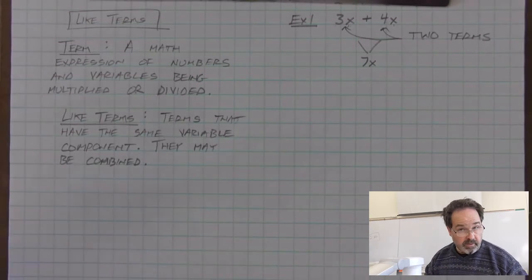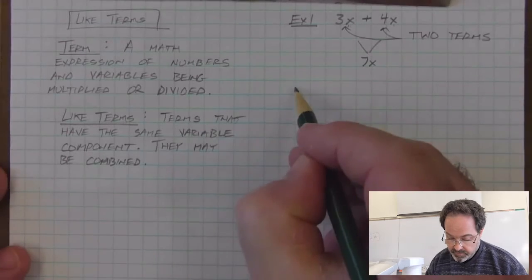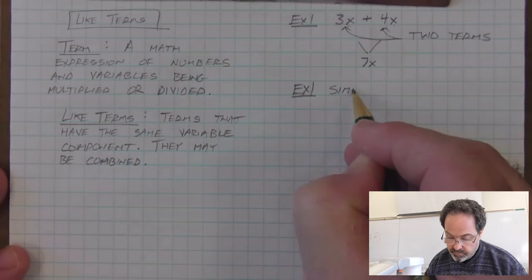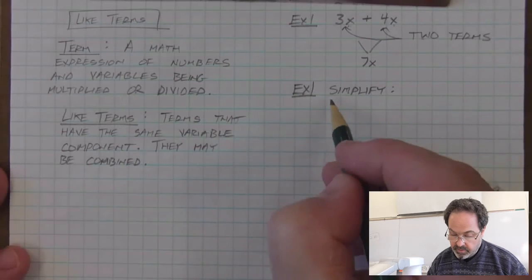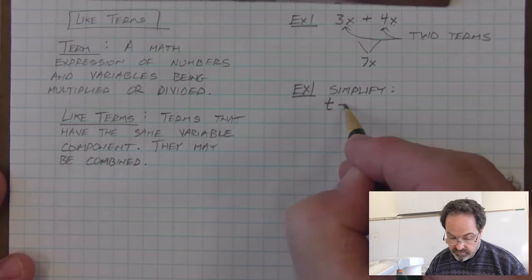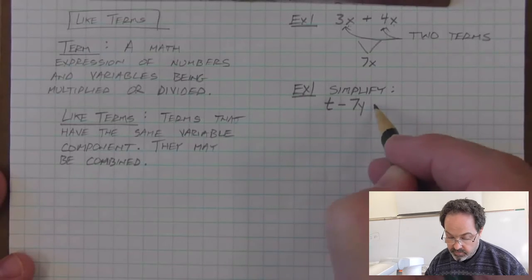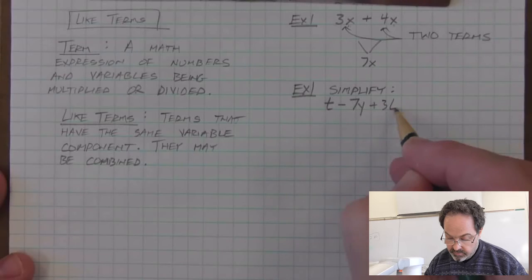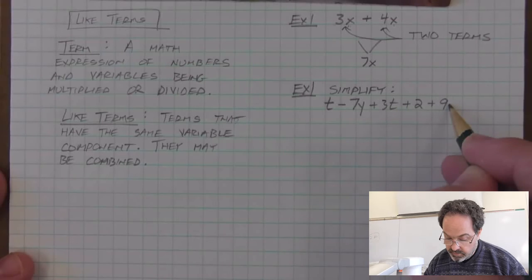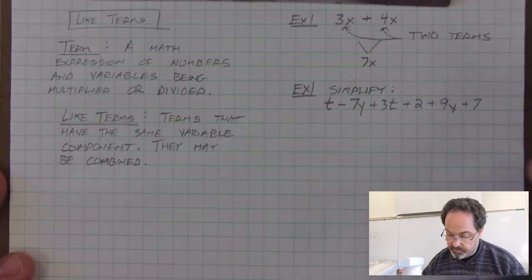But if terms are not like terms, if they have a different variable component, then they may not be combined. Let's get another example of this. We could be asked to simplify, and what we're given is an expression of many terms. In this case, t minus 7y plus 3t plus 2 plus 9y plus 7.